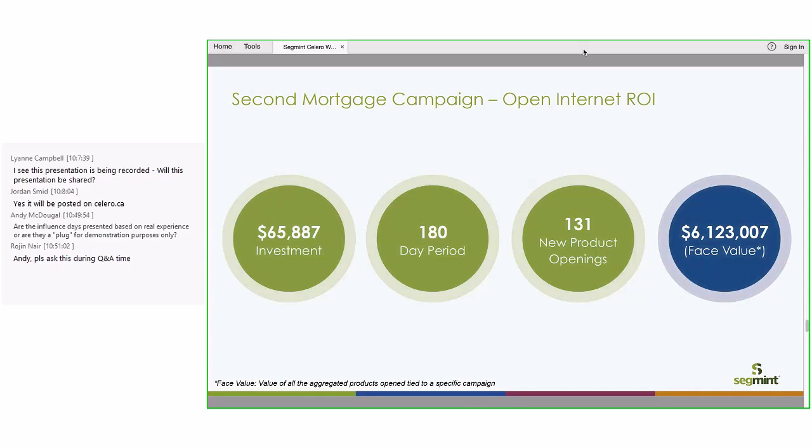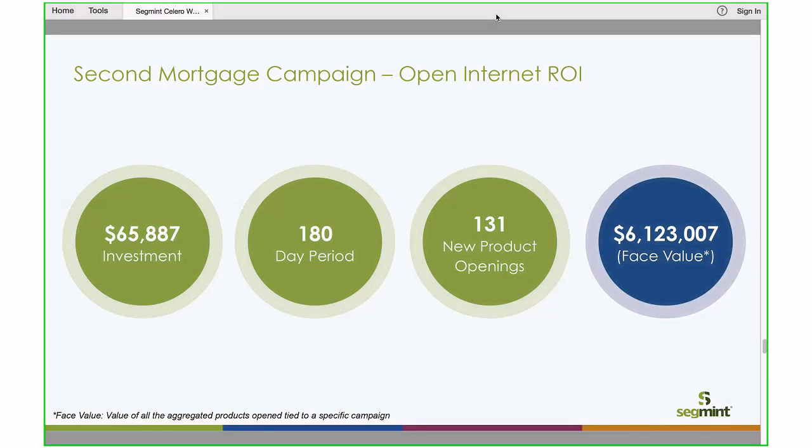Here's some more details in and around the second mortgage campaign, also out on the open internet. You see their investment in the 180-day period that they had, but look at the product openings. 131 product openings in 181 days. And look at that face value. I mean, talk about ROI and being able to justify the spend and the importance of micro-targeting.